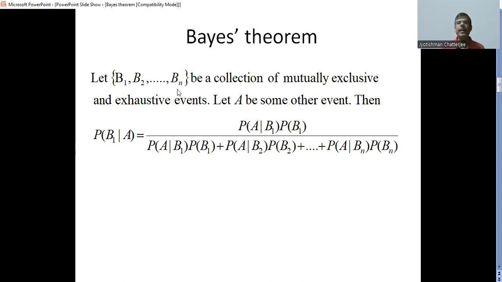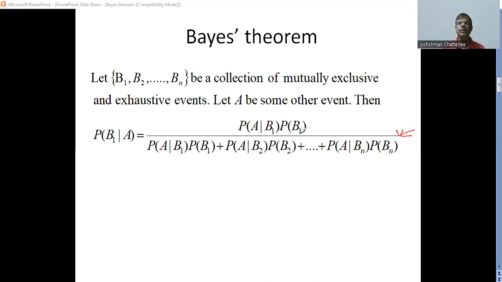Suppose B1 to Bn is a collection of mutually exclusive and exhaustive events, like the law of total probability. There also we had this assumption that B1 to Bn is a collection of mutually exclusive and exhaustive events. So it's here. And let A be some other event. In that case, probability of B1 given A turns out to be given by this formula.